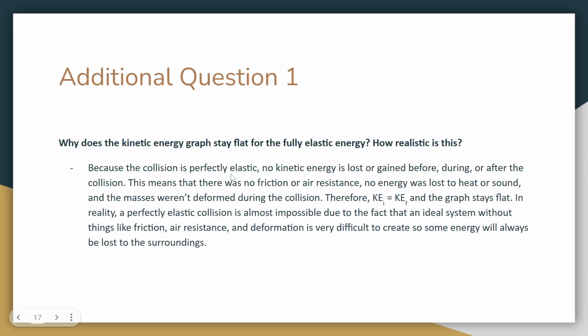So an additional question is, why does the kinetic energy graph stay flat for a fully elastic collision, and how realistic is this? Because the collision is perfectly elastic, no kinetic energy is lost or gained before, during, or after the collision, which means that there is no friction or air resistance, no energy was lost to heat or sound, and the masses were not deformed during the collision. So therefore, final kinetic energy is equal to initial kinetic energy, and the graph stays flat. In reality, this is not very realistic because there's almost always other forces acting on a system, so it's hard to find or actually make an ideal system.